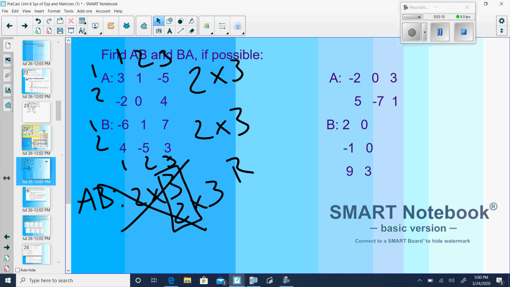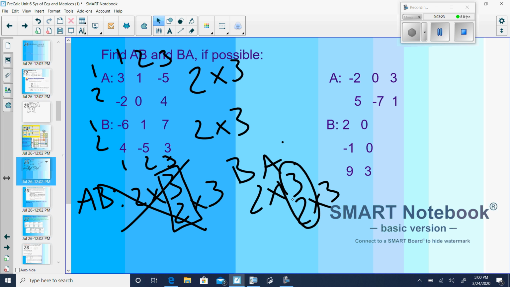What about if we try BA? B is a 2x3 matrix, and so is A. Now in this case, because B comes first, the columns in B do not match up with the rows of A. So here we get another one where we can't do this.